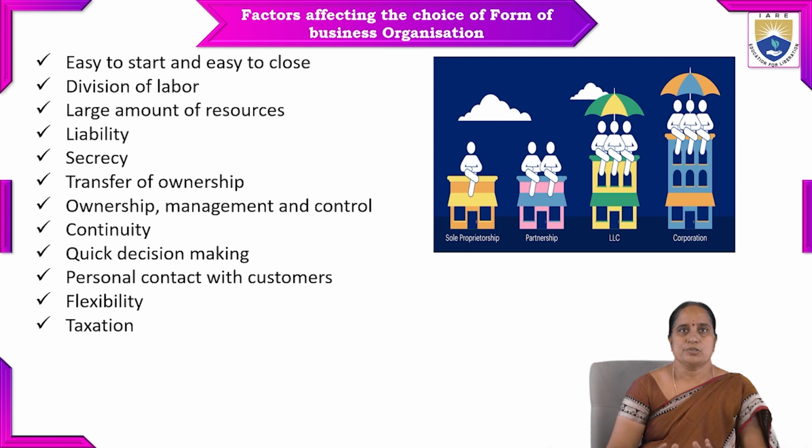Then transfer of ownership. Transfer of ownership is also possible, as in case of joint stock company. By acquiring the shares, the ownership may transfer from one person to another person. And ownership, management and control.